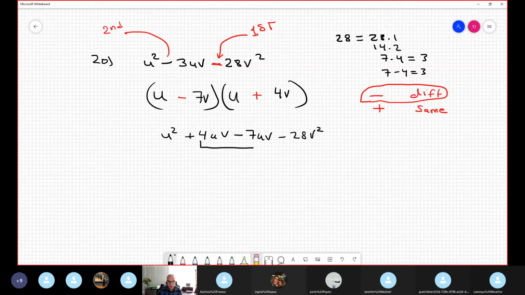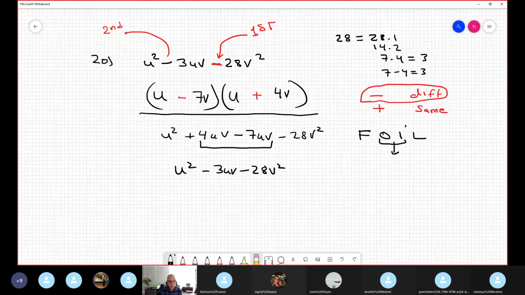And when you combine like terms, remember FOIL has 4 elements: first, outer, inner, last. Normally you combine outer and inner together, in this case negative 7 and positive 4. It's obvious that it is negative 3ub minus 28b squared, exactly like the original. And this factorization that we found before is perfect. It corresponds with the option.